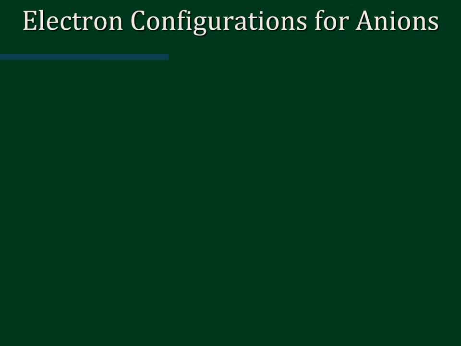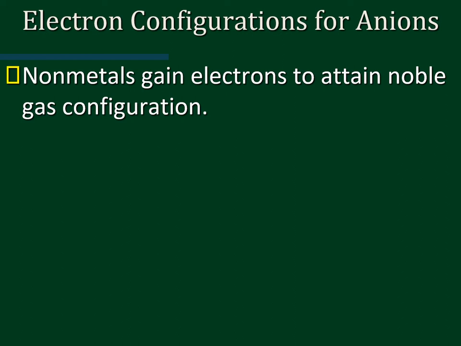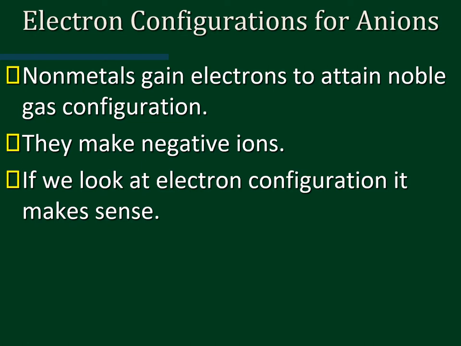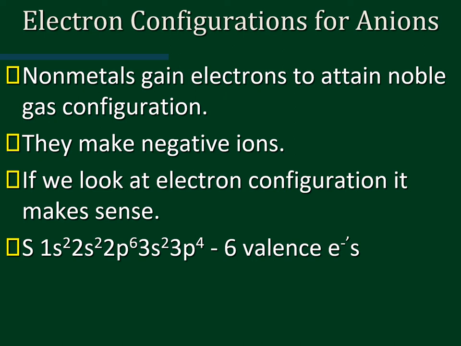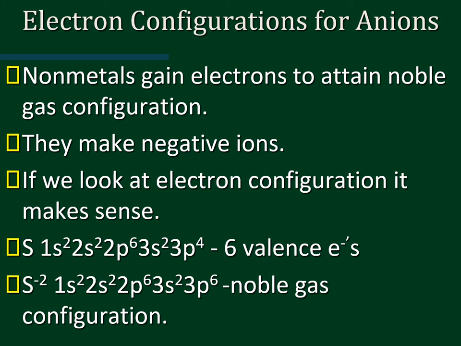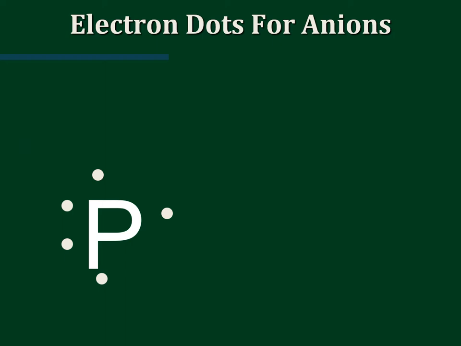So, electron configuration for anions. So, non-metals gain electrons to attain noble gas configuration. So, they make negative ions. So, for example, is sulfur. So, it has 6 valence electrons and noble gas configuration. That's for anions. So non-metals will have many valence electrons.